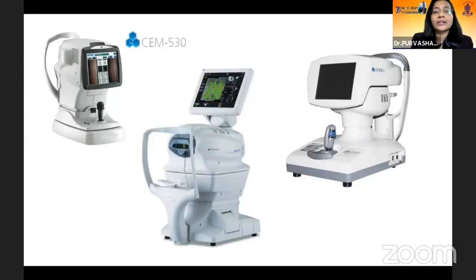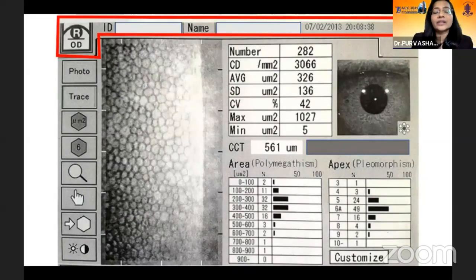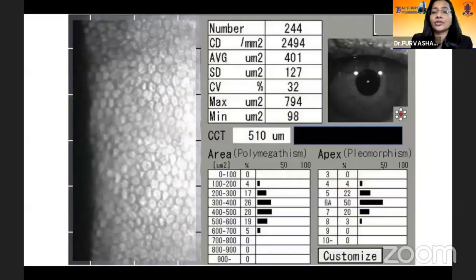These are a few examples of the commercially available specular microscopes. This is a typical printout which is received by each one of us. It has a zone which gives the demographic profile and the eye which is being measured. It gives a grayscale picture of the eye. It also shows the area from which the picture has been taken.